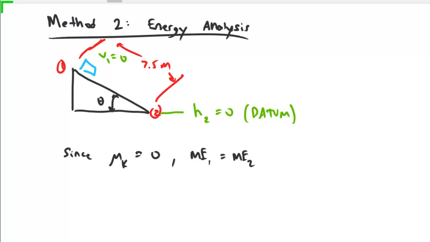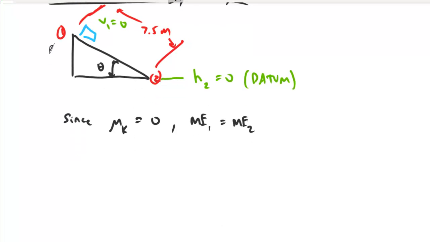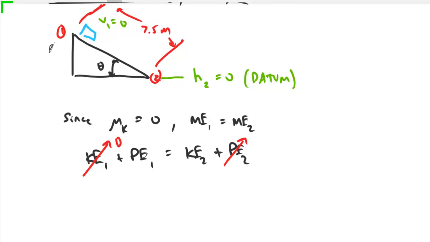So by cleverly picking these points, point 1 was where there was no speed, so there's also no kinetic energy. Let me write all of these out. We had the kinetic energy at 1 plus the potential energy at 1, which is just gravitational because there are no springs here, is equal to the kinetic energy at 2 plus the potential energy at 2. But point 1 was where it hadn't started moving yet, so it had no kinetic energy. And I set my datum at point 2, so there's no potential energy at point 2.